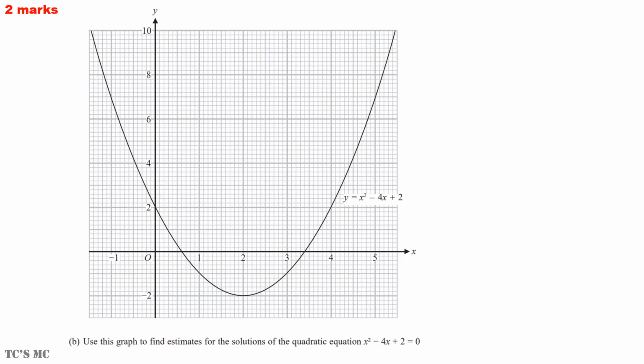Use this graph to find estimates for the solutions of the quadratic equation x squared subtract 4x add 2 is equal to 0. If the quadratic equals 0, we need to find where it crosses the x-axis, which is over here and over here. So my solutions are x equals 0.6, which gets me 1 mark, and x equals 3.4, which gets me my second mark.